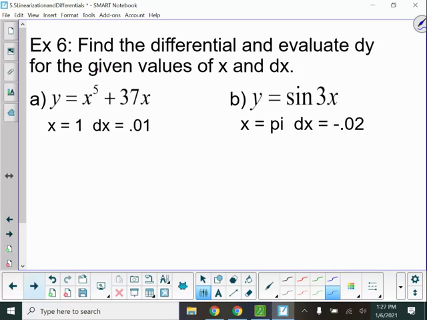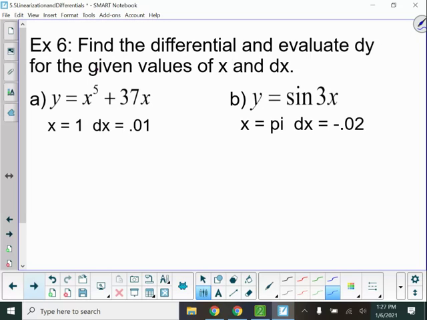Okay, so example 6, and notice this did skip around a little bit. There's some things I did not put in here that they do cover in the textbook. Find the differential and evaluate dy for the given values of x and d of x. So we're going to find the differential as a formula first, and then we're going to plug in the x and the d of x, and we're going to find a value.